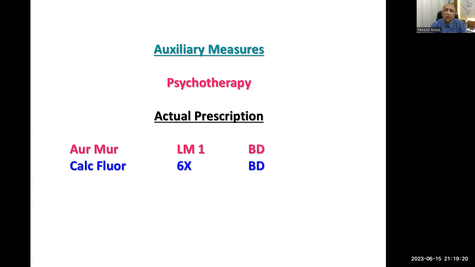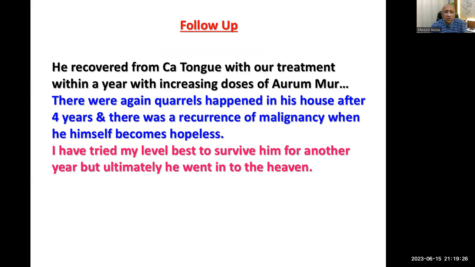Everything was going on very nicely for 4 years. He was absolutely happy. He recovered from cancer of the tongue with our treatment within a year with increasing doses of Aurum. And then quarrels happened again in his house after 4 years. There was a recurrence of malignancy, and he became absolutely hopeless. I tried my level best to keep him alive for another year, but ultimately he went to heaven.